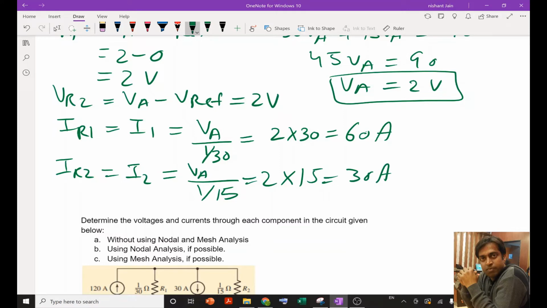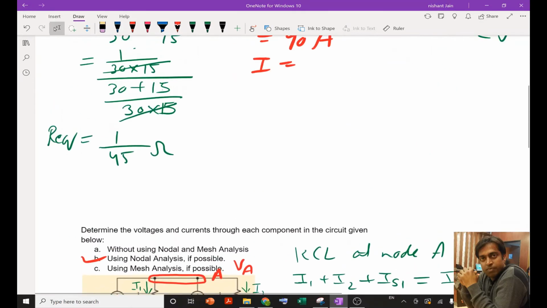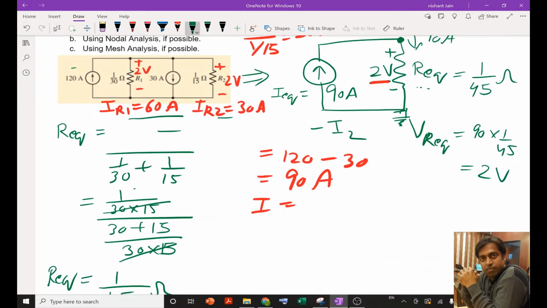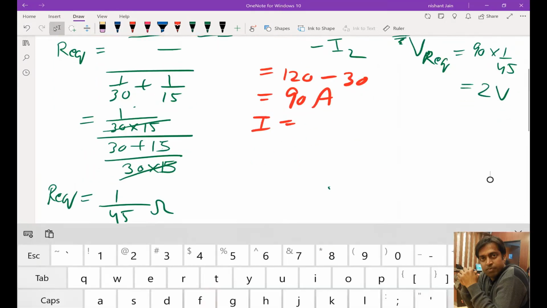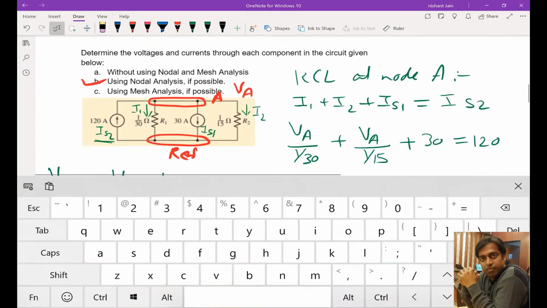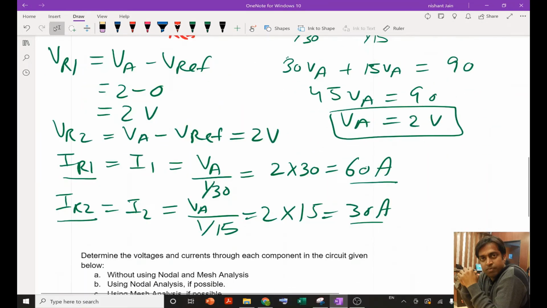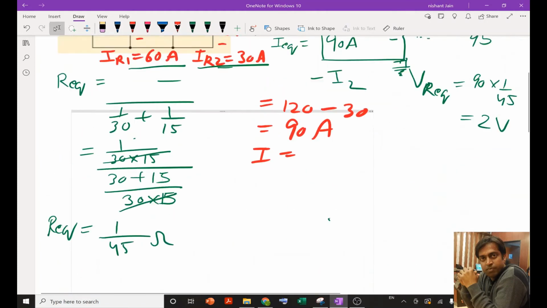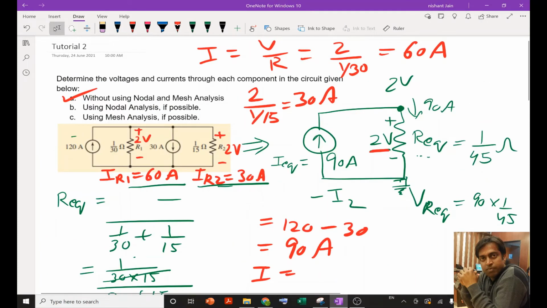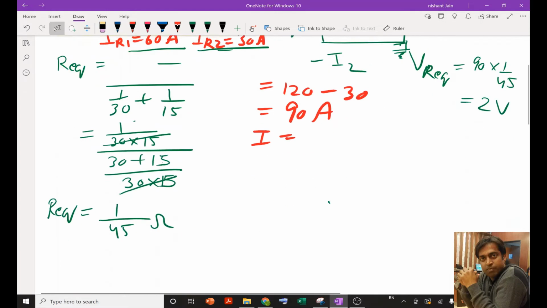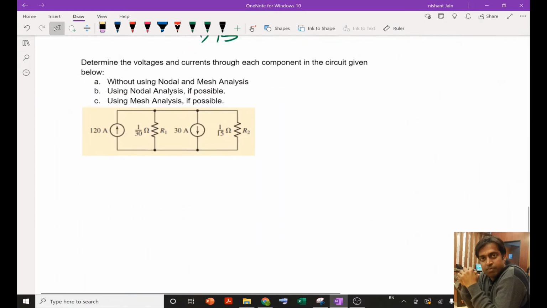So now you can see the currents I obtained using the nodal analysis are 60 ampere and 30 ampere, and the same currents I obtained without using nodal or mesh analysis. Similarly, you can see that the voltage that I obtained over here is 2 volt, and the same voltage I obtained without using nodal or mesh analysis. Let me start with the mesh analysis.